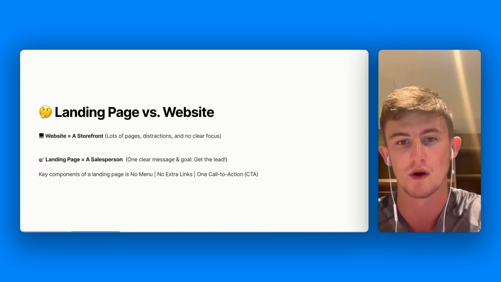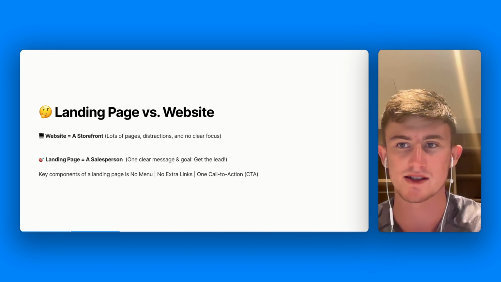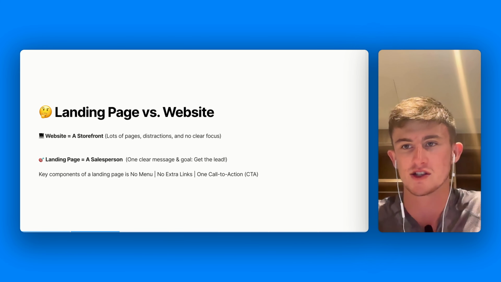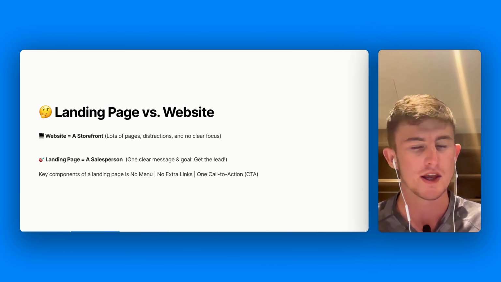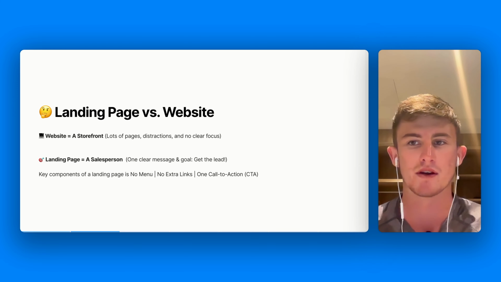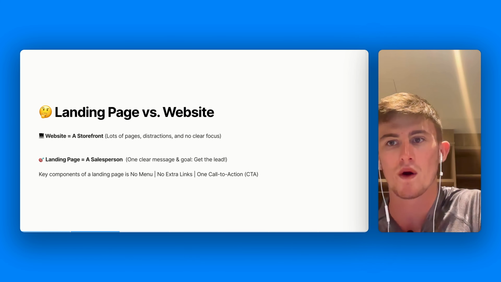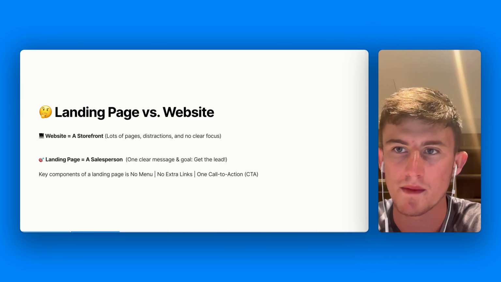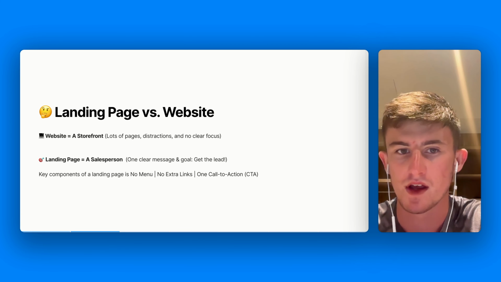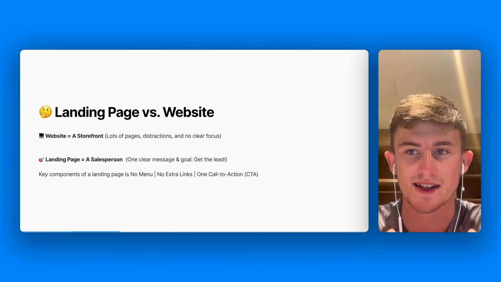Basically, the difference between a website and a landing page is that a website acts like a storefront. It showcases your whole business. You might have lots of information, an about page, lots of products and services to offer. Whereas on a landing page, you have one product or one service to offer. You have one clear goal, which is to get the lead.